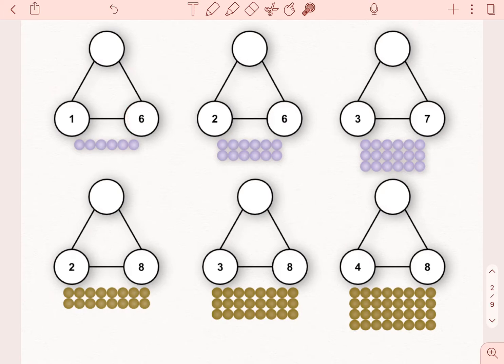Pause it if you need to. I'd like you to draw a triangle like this with some circles to put your numbers in, and fill in this blank. Again, you can pause if you need to do that, and let's see if we got the right answer.